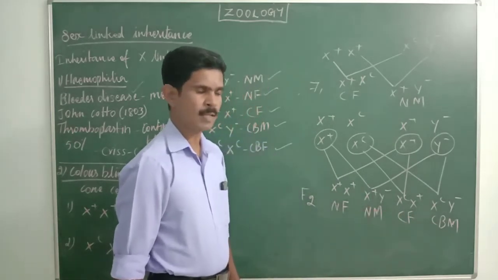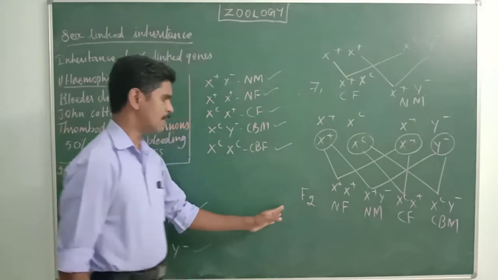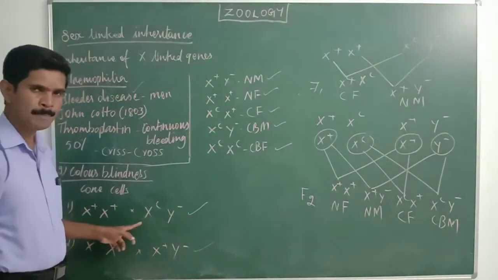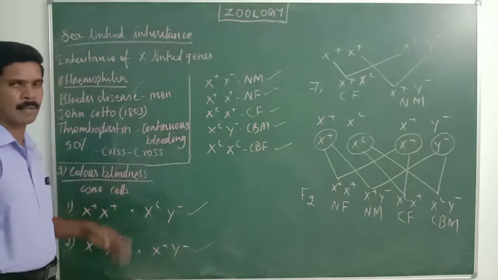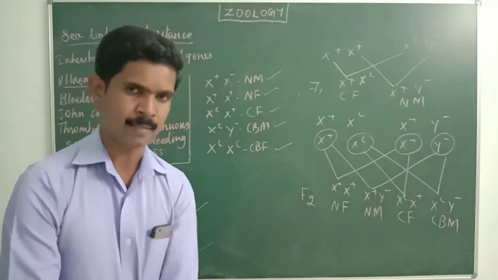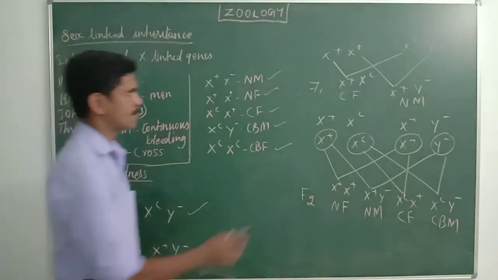Hope you understood this one. So this is the first type of marriage for transferring the disease. What disease? Color blindness. Now we are going to study the second type of marriage.